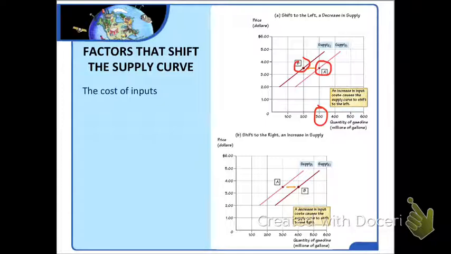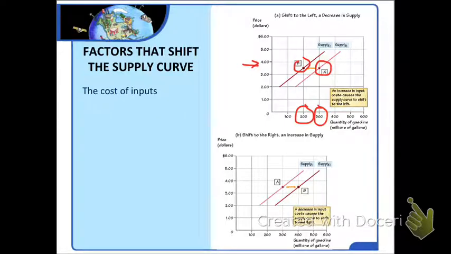That price would be right there, $3.50, between $3 and $4. But at point B on Supply 2, notice only 200 million gallons of gasoline are supplied at the same price. The price is still $3.50, but we have decreased the supply of gasoline.